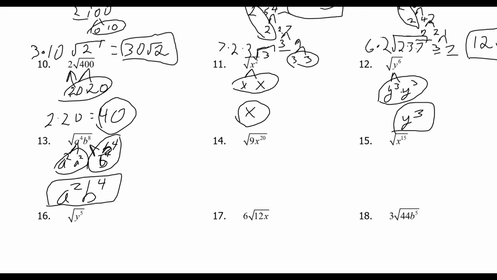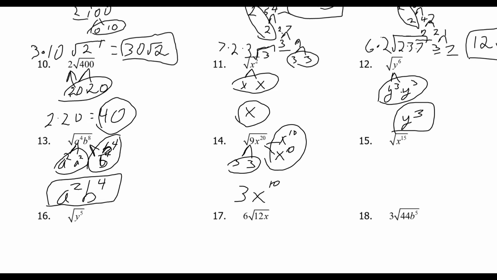Alright, now 9 breaks apart into 3 and 3. Okay, that's a pair. X to the 20th breaks apart into x to the 10th, x to the 10th. See if I can make that look more like a 10. There we go. Okay, so that winds up being 3x to the 10th.